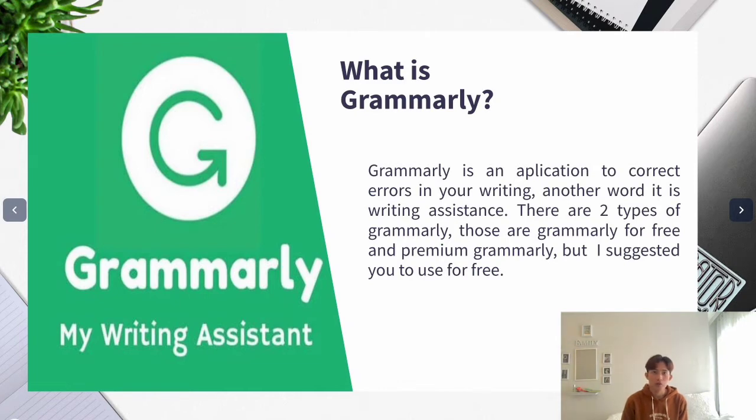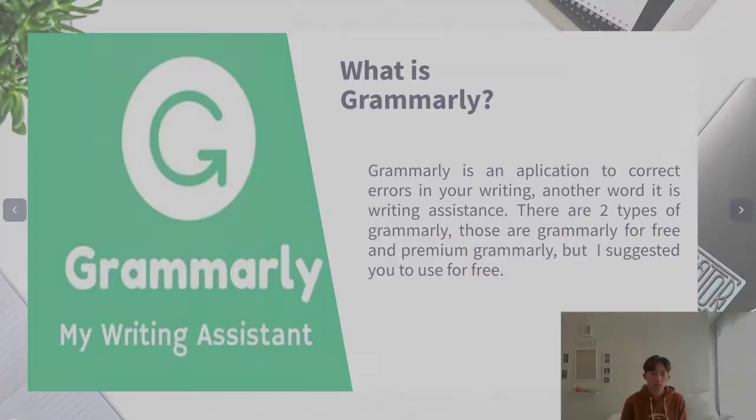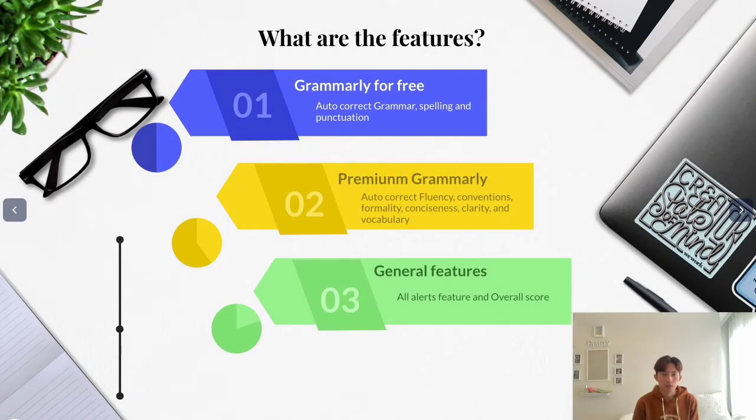There are two types of Grammarly. Those are Grammarly for free and premium Grammarly, but I suggest you use the free one. And what are the features? The first is autocorrect grammar, spelling, and punctuation. This feature is only for free, and it helps users check their writing when they create or paste their writing in this application. This application directly corrects the grammar, spelling, and punctuation. The result is the user only needs to change the wrong words into the right words.